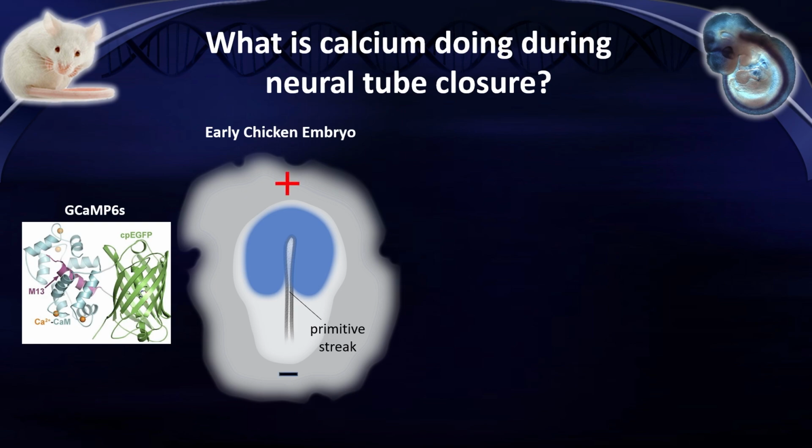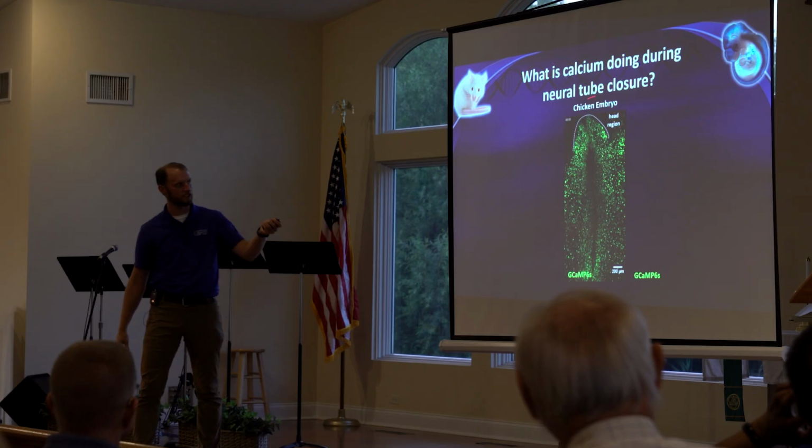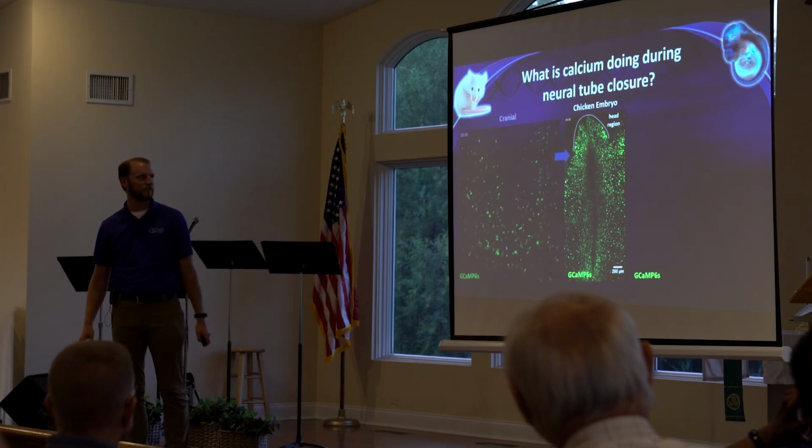So we then shock the embryo. This causes the cells to take the DNA in. We fast forward a little bit and we image the live neural tube closures and see what's happening with the calcium. So I'm going to show you two short little videos. This is the chicken embryo. Here's the head region with the neural folds closing. This is the tail region. I'm going to show you a video from each of these.